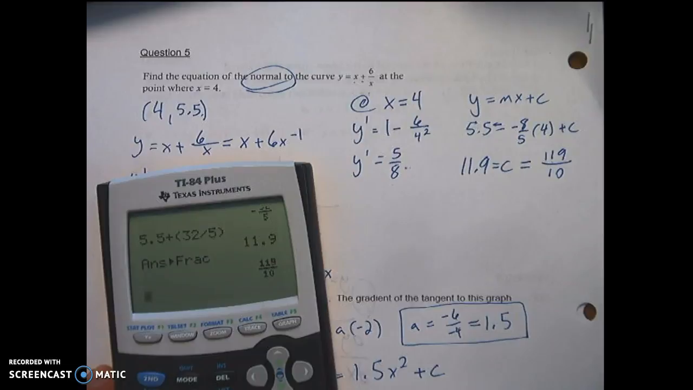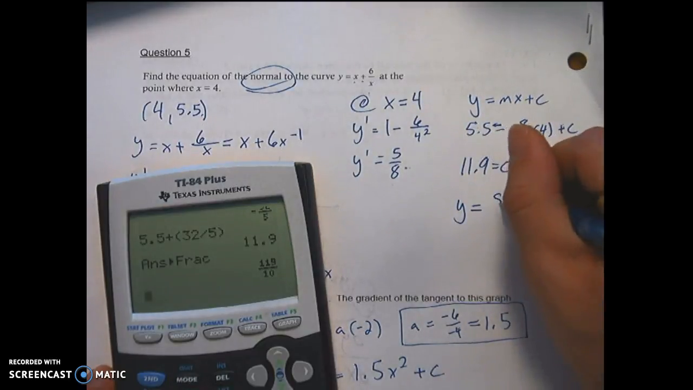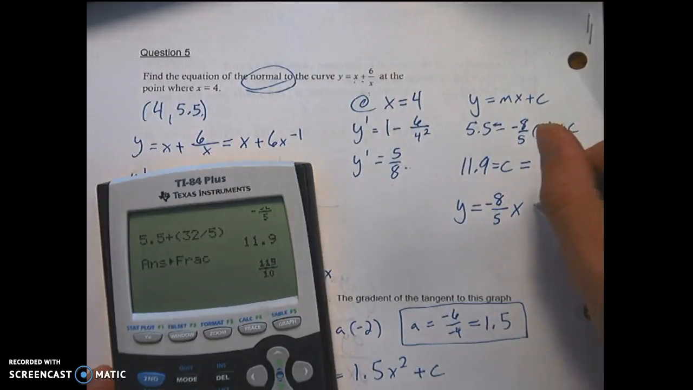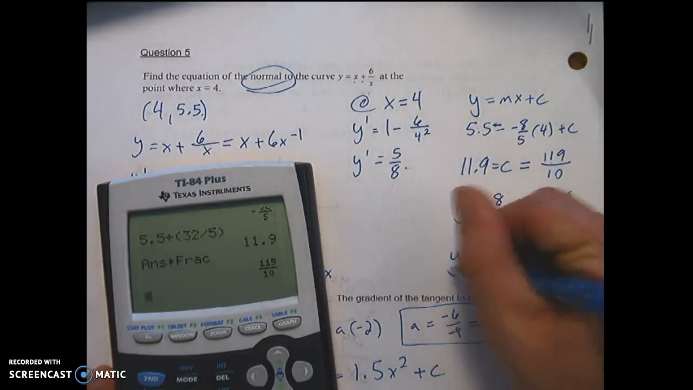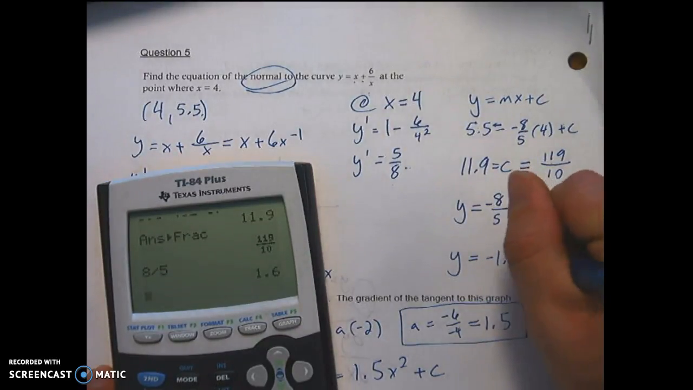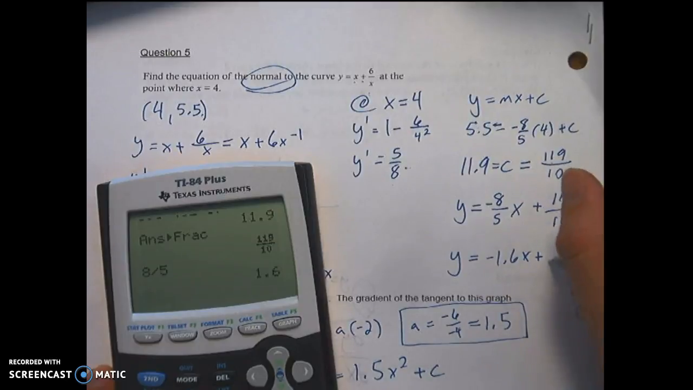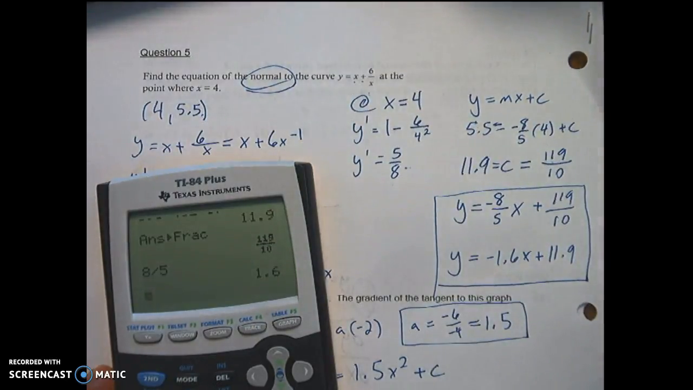So when I write my equation, it's going to be y equals negative 8 over 5 x plus 119 over 10. And if you don't like fractions, then you could write y equals negative 1.6x plus 11.9. Both of those are acceptable answers.